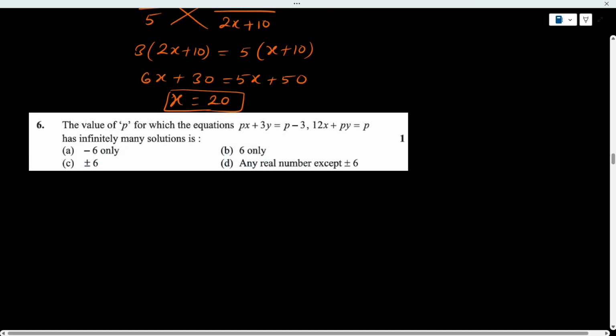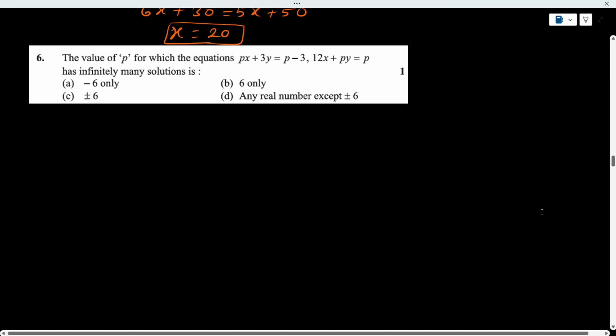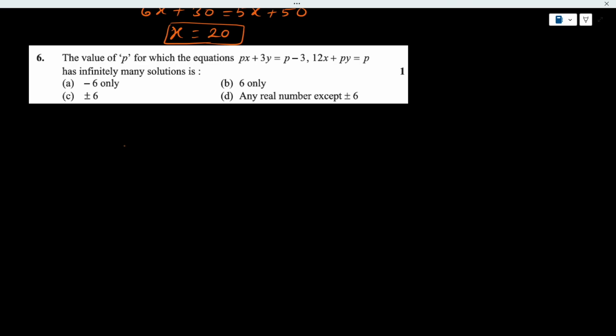How are we going to do it here? It says find out the value of P where the equations are given, this is a linear equation in two variables, right? So what is given here? Px plus 3y is equal to P minus 3, and the second equation is 12x plus Py equals P. Now it has infinitely many solutions. So it's already given, and you know that when there are infinitely many solutions, these are coincident lines, right?